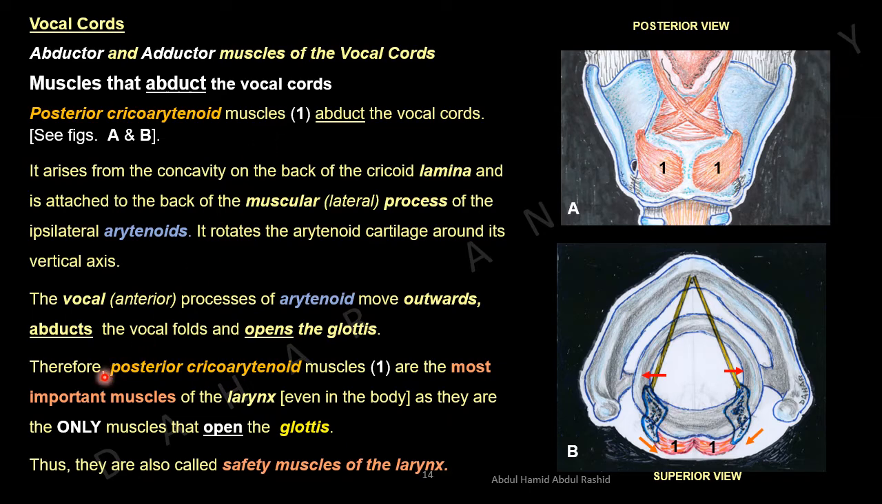Therefore, posterior cricoarytenoid muscles, that is number 1, are the most important muscles of the larynx. You can even say the most important muscles in the body, as they are the only muscles that open the glottis. They are also called safety muscles of the larynx.